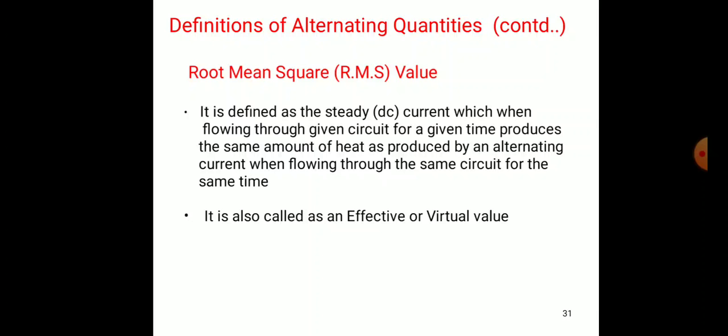It is also called an effective or virtual value. The effective value or virtual value of the alternating quantity is given by the root mean square value. What it indicates is that the heat produced by the alternating quantity is equal to the heat produced by the steady current. That steady current is nothing but the RMS value of this alternating quantity.